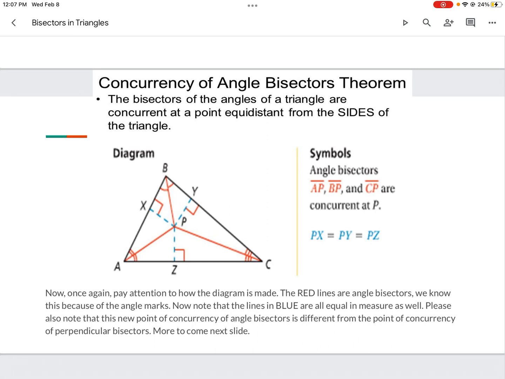And now the blue lines are all equal measure as well. So that's where we get PX is equal to PY is equal to PZ. This point of concurrency is going to be different for angle bisectors and perpendicular bisectors. It has a different name. There are a couple of terms, and there's going to be a bit of a curve to getting familiar with all these terms.